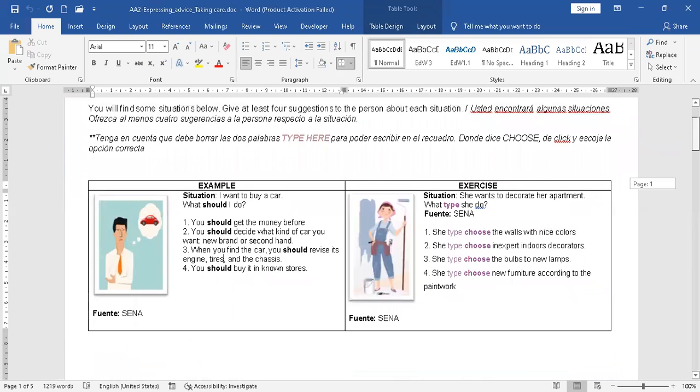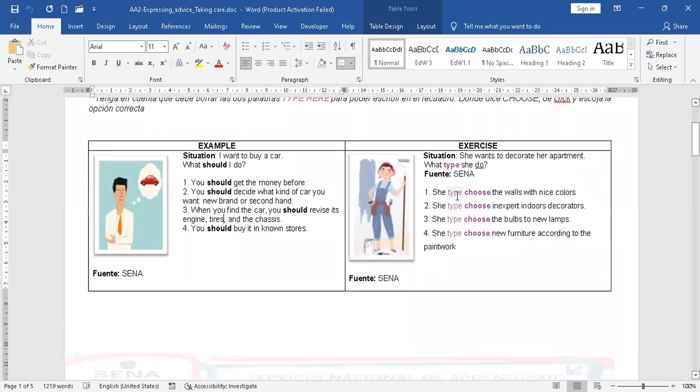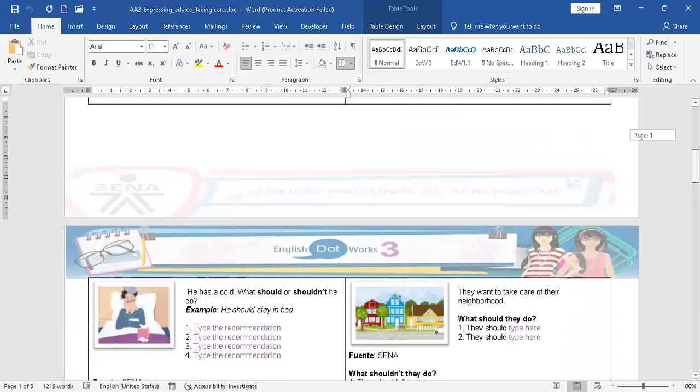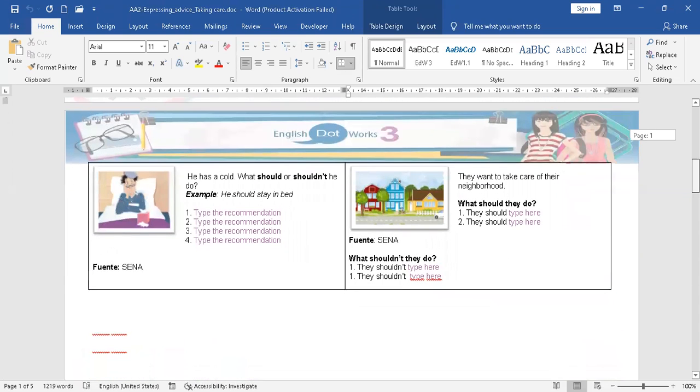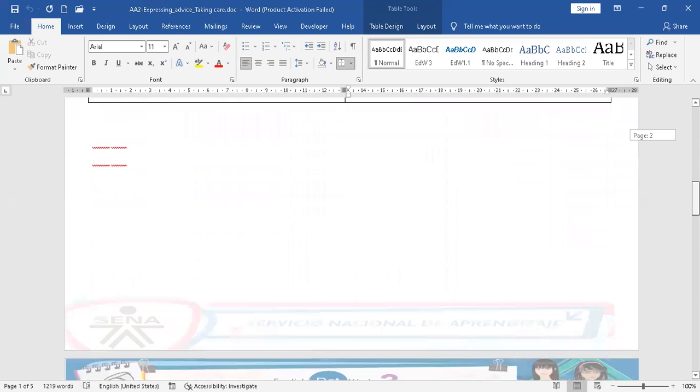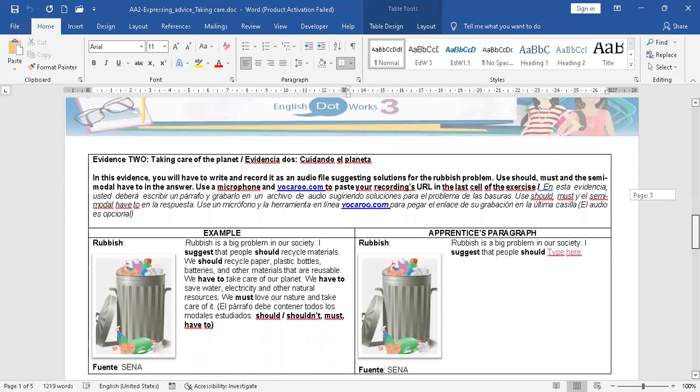Let me explain something else. Les voy a explicar algo más. Here, when it says type, cuando dice type, usted debe escribir. And when it says choose, usted debe seleccionar. Esto es para que ustedes aprendan a utilizar el modal adecuado y la conjugación del verbo de forma adecuada. That's what you have to do in this first part of the activity. Eso es lo que ustedes tienen que hacer en esta primera parte. So let's go ahead. Let's continue.